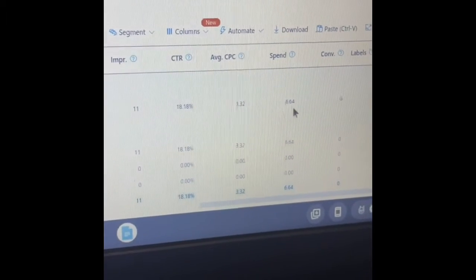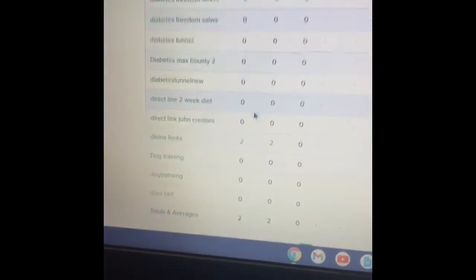Today we received only 2 clicks. Average cost per click, $3.32. Total we spent $6.64. Ad is at the top of the page. First ad should pop up, should be us. And we're gonna head over to Clickbank. That's our tracking tool we're gonna use.